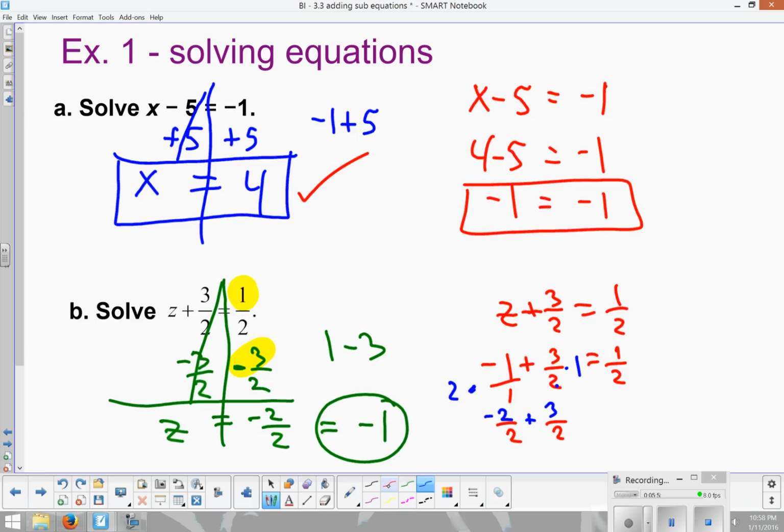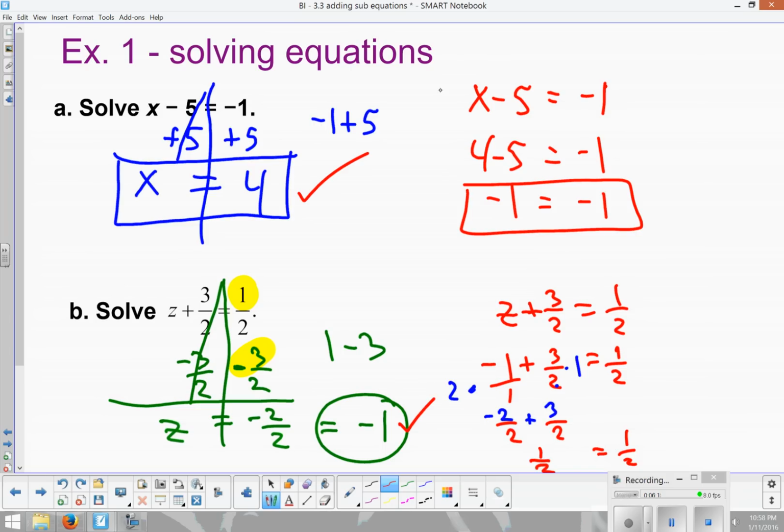So now we have this problem. -2 plus 3. What is -2 plus 3? Signs are different. Subtract and carry the sign of the larger number, so +1. And same denominator means I just carry that. And I notice that, and there's our equal sign, both of these sides of the equations are a half. So our solution of -1 was correct.